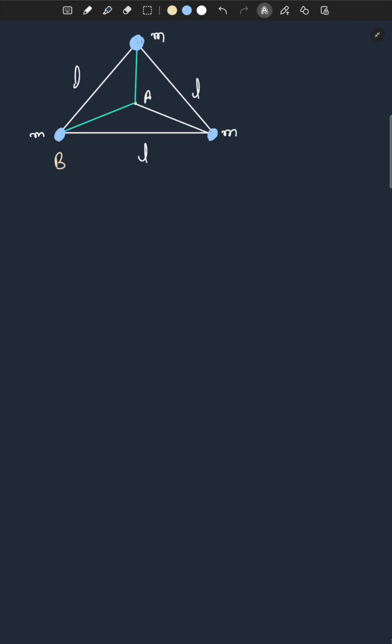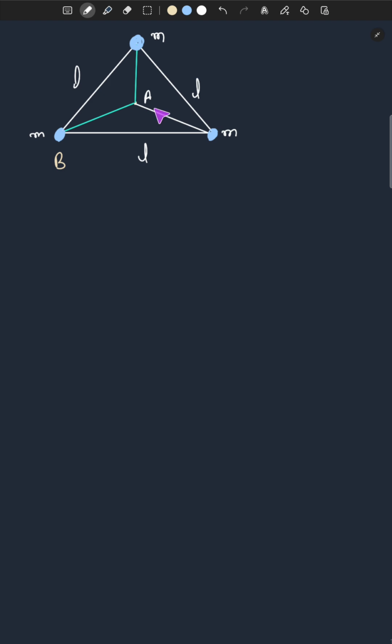Okay, so let's start. What we are required to find is the ratio of moment of inertia of this system. What is the system? Three masses on the vertices of an equilateral triangle. Side length is given, L. First we will find moment of inertia about B, then about A. Now A is given. What is A?